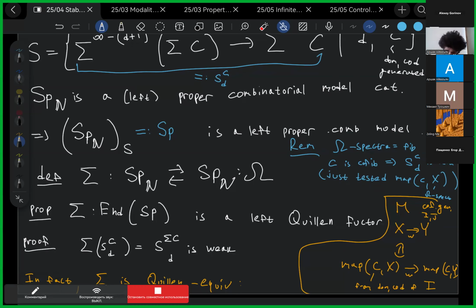But here it is also important that the model category is left proper. I forgot to say it. Left proper.